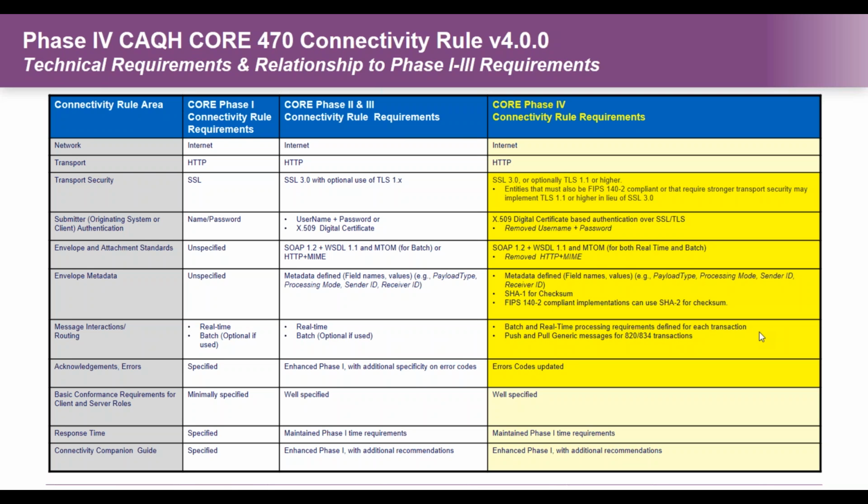Error codes have been updated in phase 4 relative to phase 2, again based on implementer feedback and based on the fact that we've converged on SOAP, and some of the error codes that were needed for HTTP MIME are no longer necessary in this phase. The rest of the requirements are the same, so we can go to the next slide.